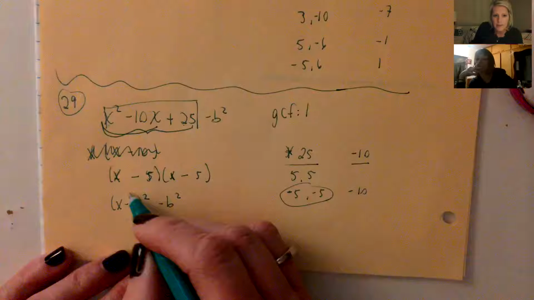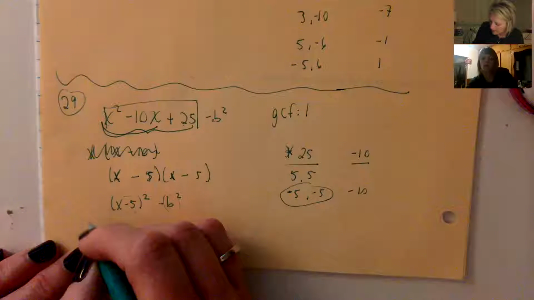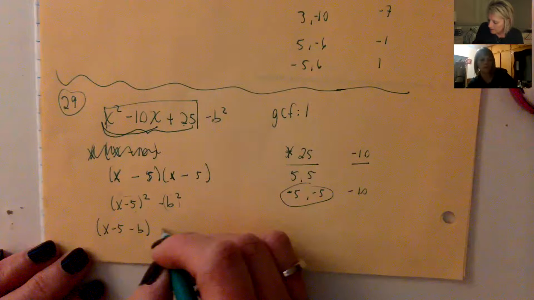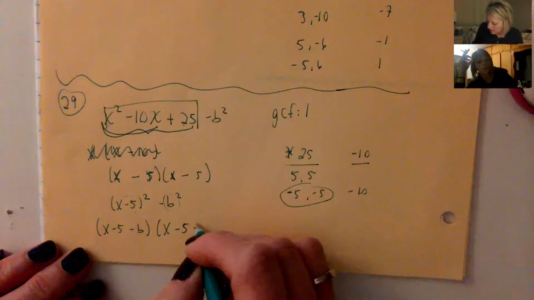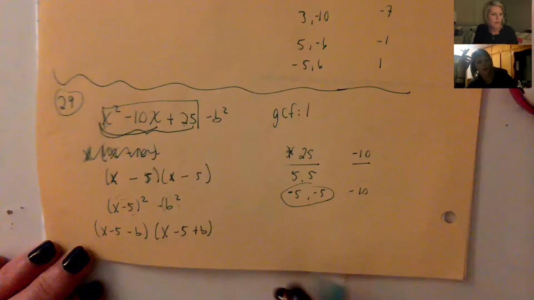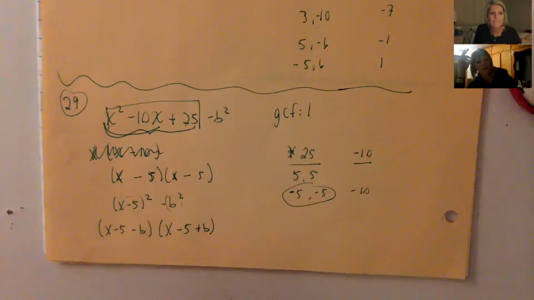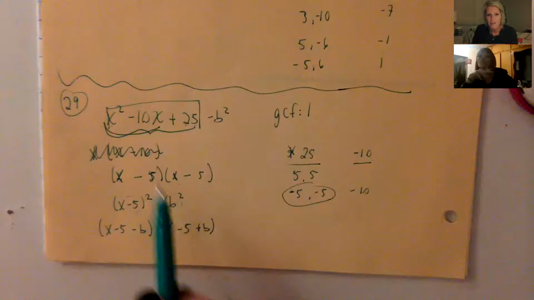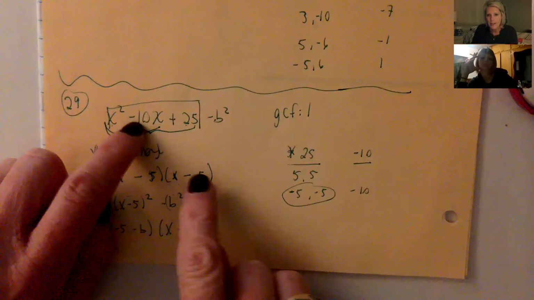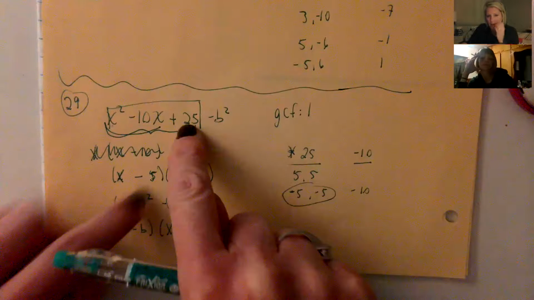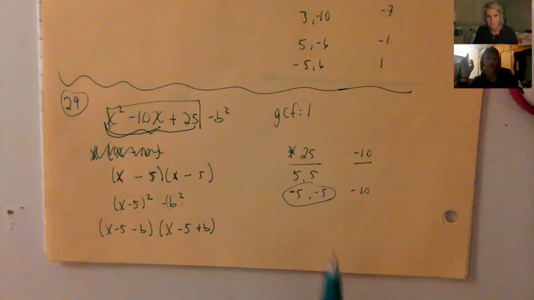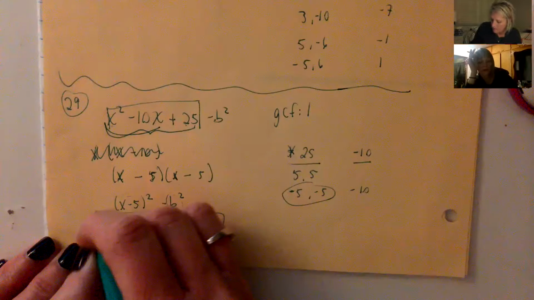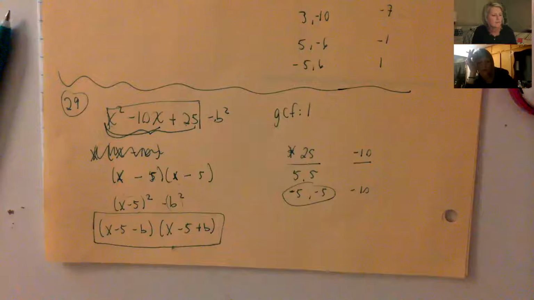So this is our something squared minus our something squared. So we're going to say we have an x minus 5 minus b times an x minus 5 plus b. And is it x minus 5 because of the negative 10x? Yep. Because minus 5 and minus 5 add to make a negative 10 and they multiply to make a positive 25. Got it. Okay. That's where I was getting confused. Yeah. So this was a special factor by grouping case.